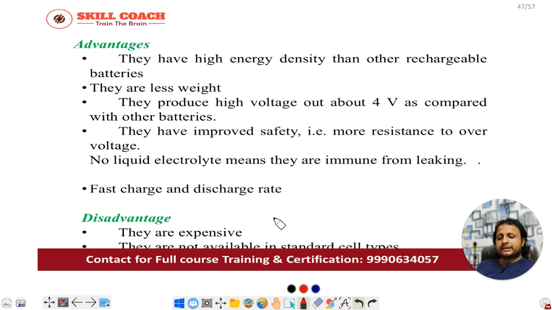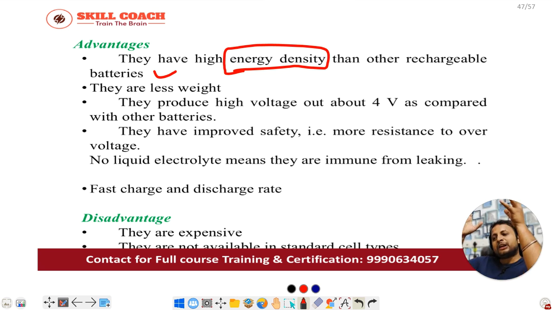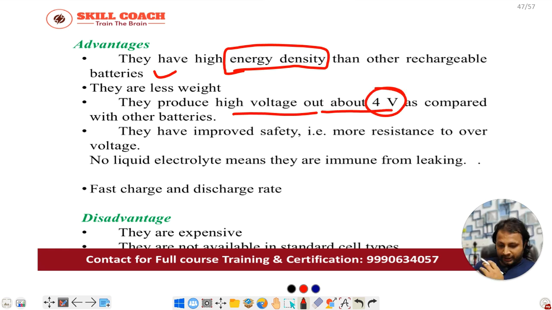What are the advantages of lithium ion batteries? They have high energy density. What does it mean? Per unit volume, this produces high energy in comparison to any other batteries. So that's why we are preferring it. High energy density means a lot for the electric vehicle, and it maintains low weight. They even produce high voltage, about 4 volts, as compared with the other batteries. Already we compared it with some other batteries, right?